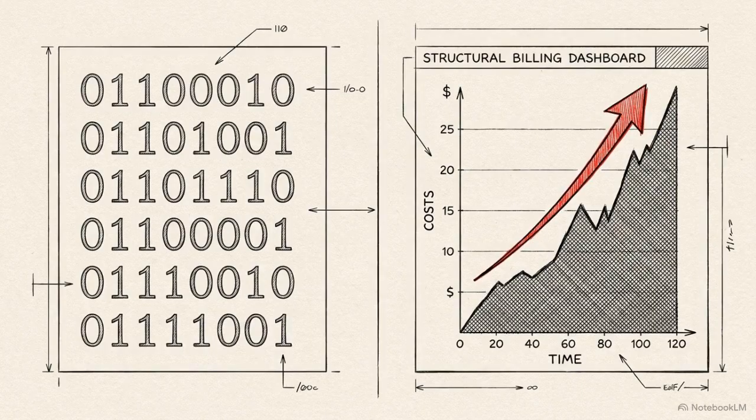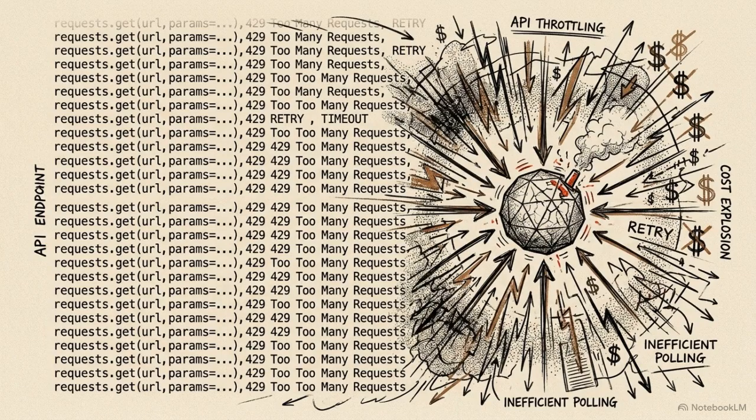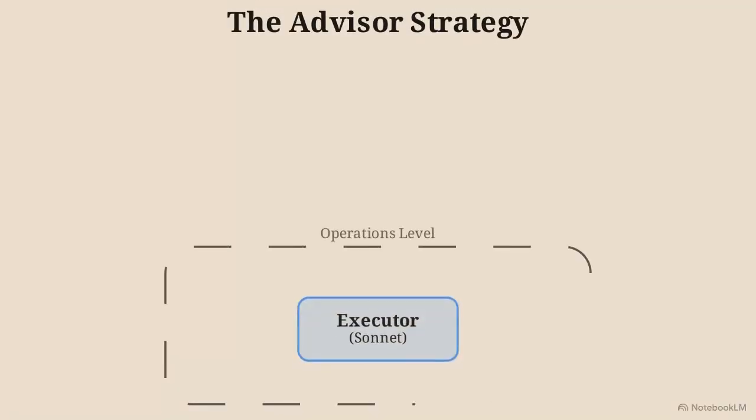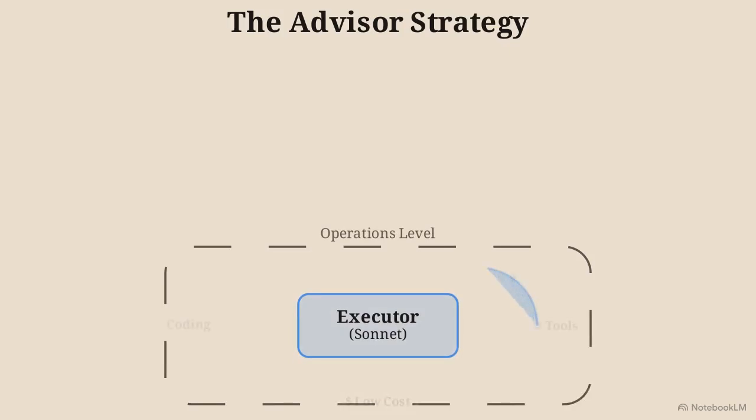With the data flow controlled, the next factor is cost. Running a heavyweight model on every single turn of a continuous loop is financially inefficient. This orchestration map shows the advisor strategy, a method for decoupling high-level intelligence from standard operations. A smaller model, like Sonnet, acts as the primary executor. It handles the rapid loops, standard coding, and tool calling, keeping the baseline operational costs low.